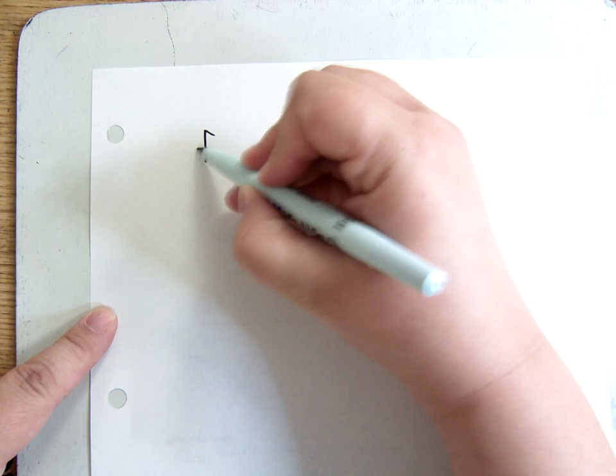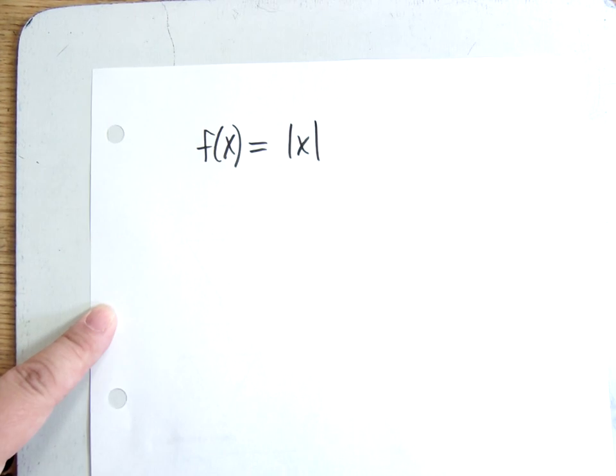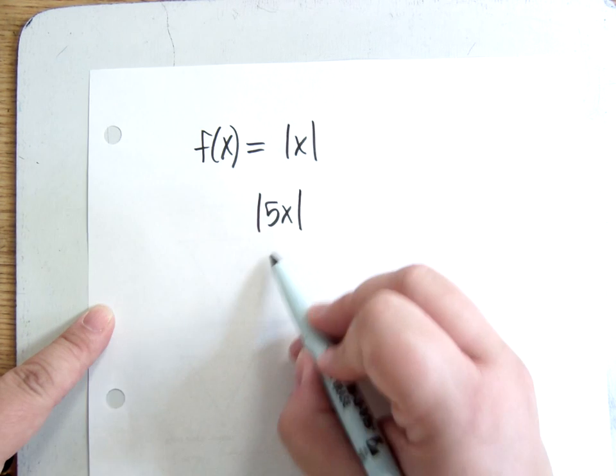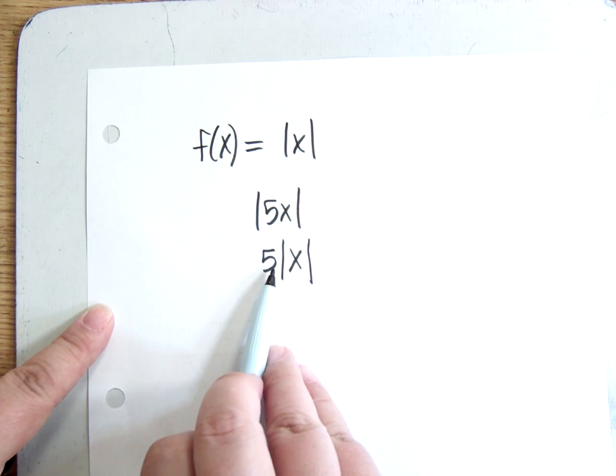So let's say that it's an absolute value function. That means we're taking the absolute value of x. This would be something happening inside the function. This would be something happening outside the function. That's multiplying by 5 inside the function, outside the function.